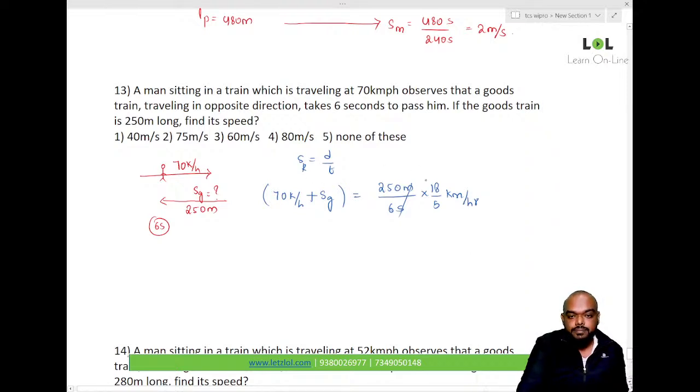Now, observe. Cancellation. 6 ones, 6 threes. 5 ones, 5 50s. What do I get? SG is equal to 50 into 3, 150 kilometer per hour, minus 70 kilometer per hour, the 70 coming to this side. So what is the altogether speed now? 150 minus 70 should give us 80 kilometer per hour. That is the speed of the goods train. Do not look at the options. They are wrong. The answer is 80 kilometer per hour.